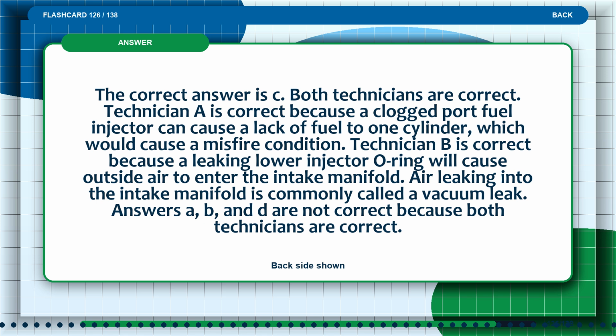Technician B is correct because a leaking lower injector O-ring will cause outside air to enter the intake manifold. Air leaking into the intake manifold is commonly called a vacuum leak. Answers A, B, and D are not correct because both technicians are correct.